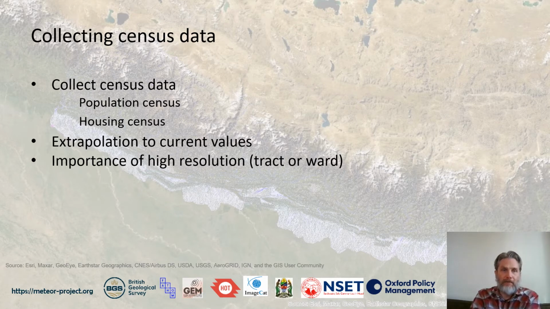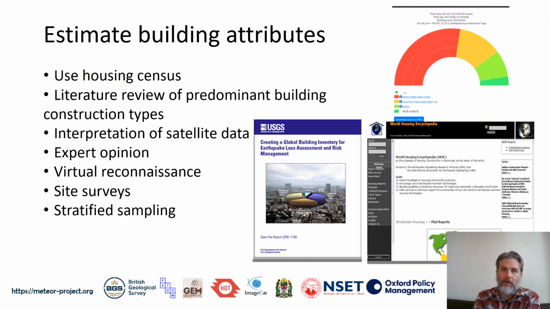First, collecting census data: population census data, and housing census data if you can get a hold of it, the most recent you can. It's worth trying to get the updates that might be more frequent than a decadal census, and extrapolate those to current values if you can. And you generally want to get the highest resolution data that you can for the country you're looking at, a census tract type of analysis. And if you can get microcensus data, that is beneficial as well.